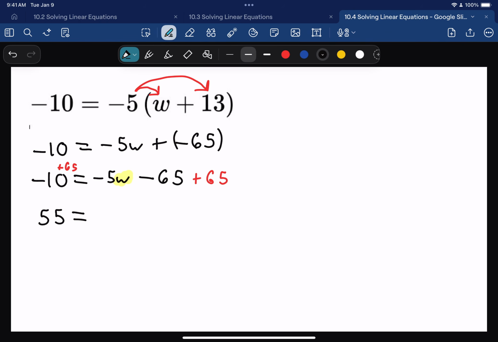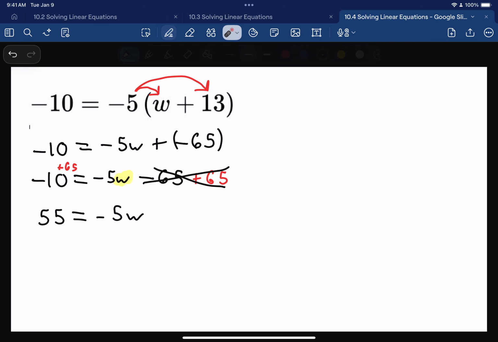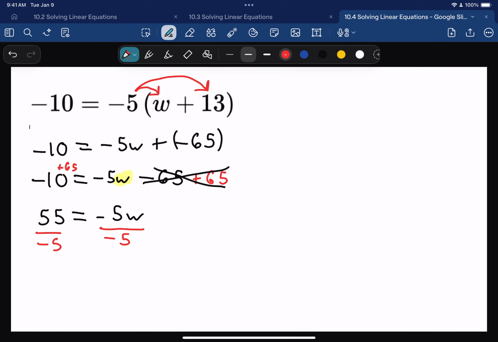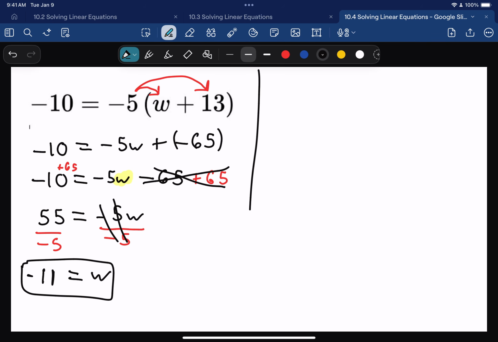Okay. And over here, these are going to cancel each other out. So we're left with negative 5w. And now this side on the right is being multiplied. So we're going to do the opposite of multiplication, which is division. And we're going to divide by negative 5. And we have to do the same thing on this side. And so we're going to end up with these canceling out like this. And we're going to end up with 55 divided by negative 5 is going to be negative 11 equals w. And so there's our answer, doing distributing first.